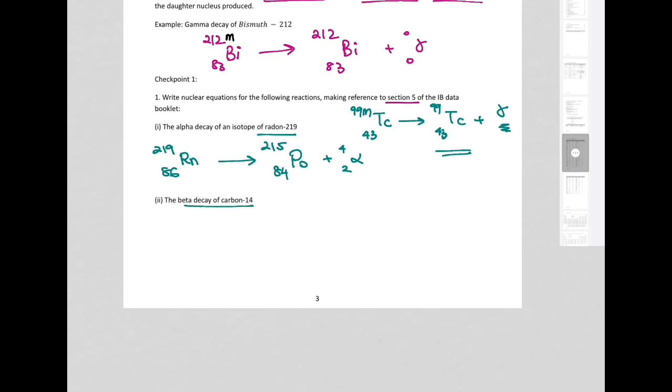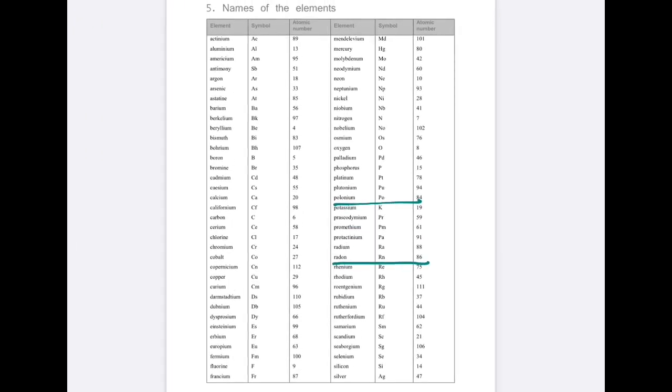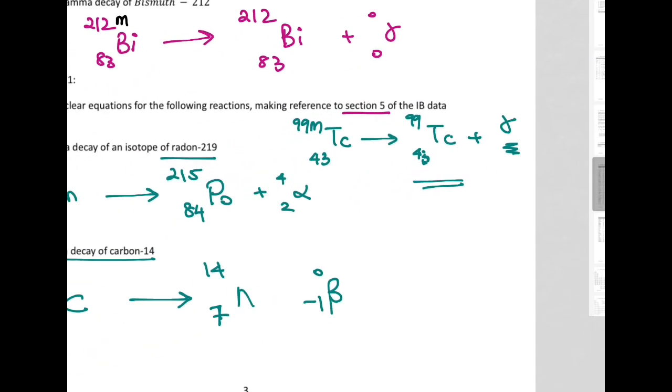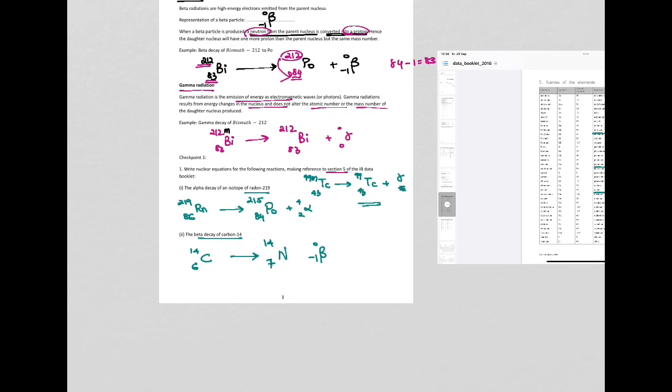Beta decay of carbon-14. So carbon-14, we know the atomic number of carbon is 6. And this undergoes beta decay, so 0, minus 1. So this would be an element with 14 and 7. This is nitrogen here. So this is nitrogen. So we have the equations of those.